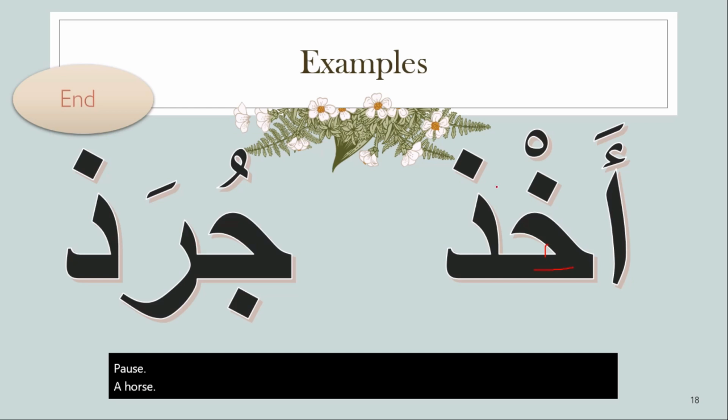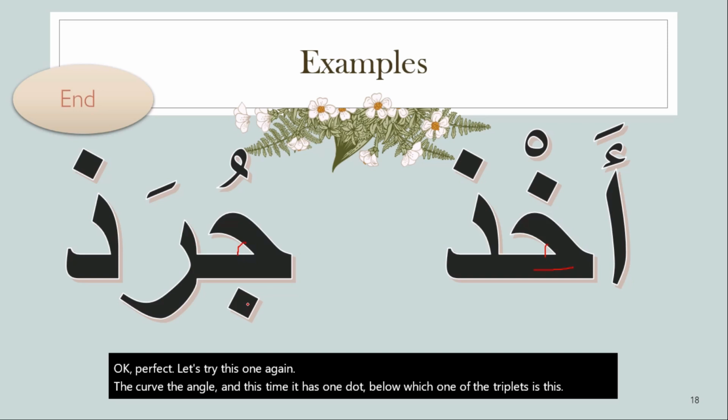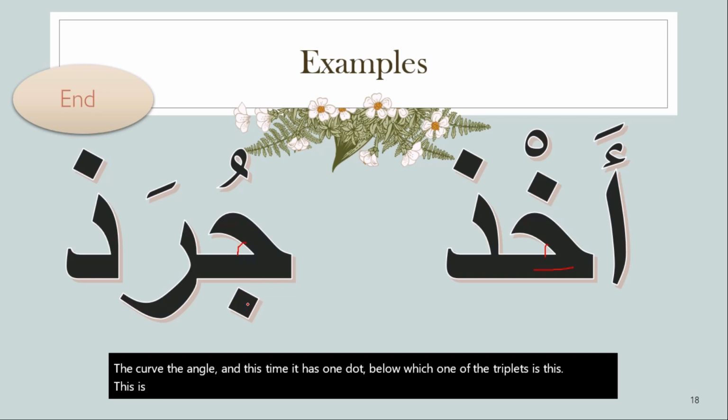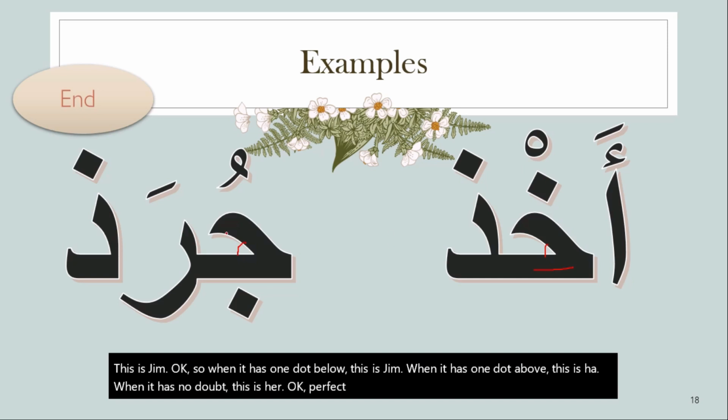Okay, perfect. Let's try this one again. The curve, the angle, and this time it has one dot below. Which one of the triplets is this? This is jim. When it has one dot below, this is jim. When it has one dot above, this is kha. When it has no dot, this is ha. Okay, perfect. So this is jim.